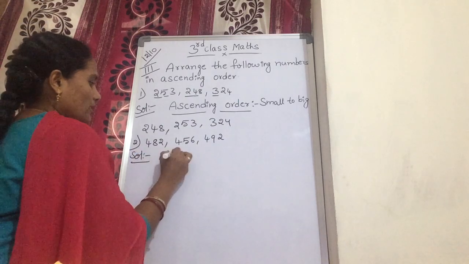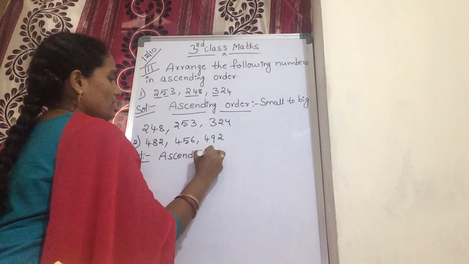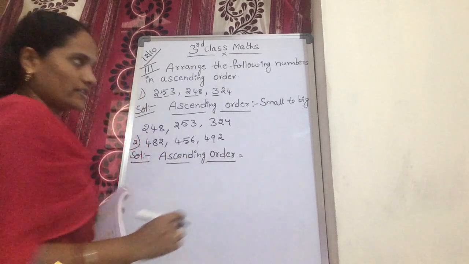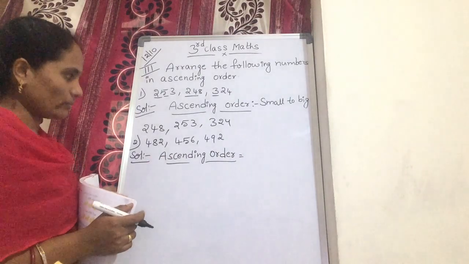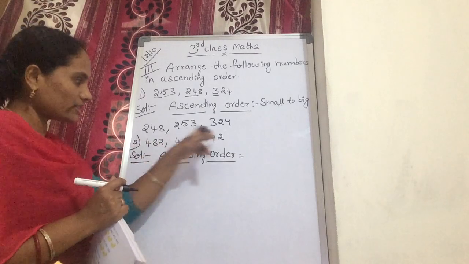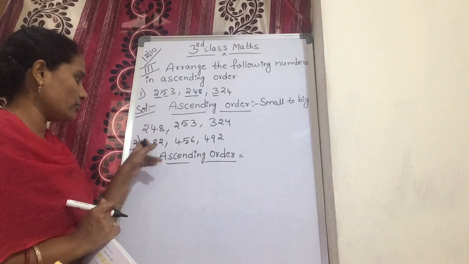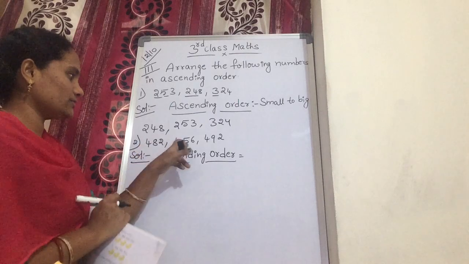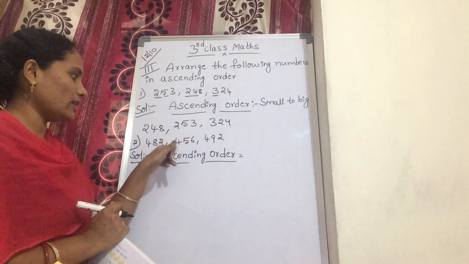Tell me children, how do we write in ascending order? Small to big or big to small? Small to big. Ascending order means small number to big number. We are checking which one is the first small number. These are 3-digit numbers, so in the hundreds place value it is 4, 4, 4. All are equal. Next we compare tens: 8, 5, 9. Which one is the small? 5.